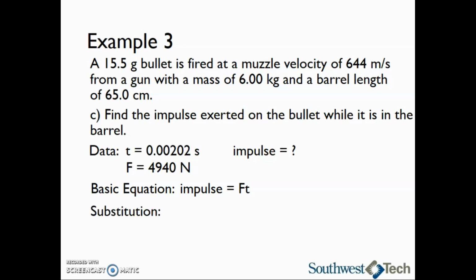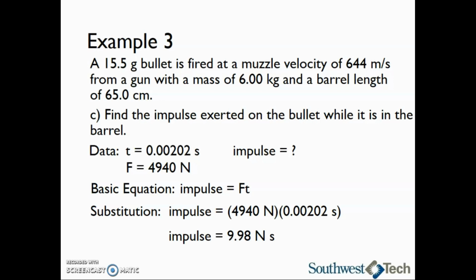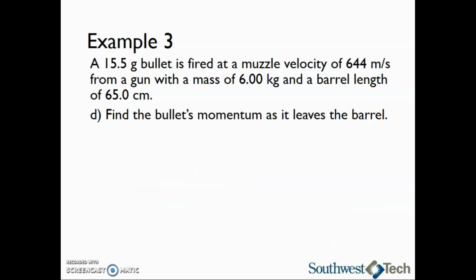Next, we will substitute in our data. So impulse is equal to 4,940 newtons times 0.00202 seconds. This gives us an impulse of 9.98 newton seconds. However, we can reduce the units and see that it should be 9.98 kilogram meters per second, which is what the unit for impulse and momentum should be.